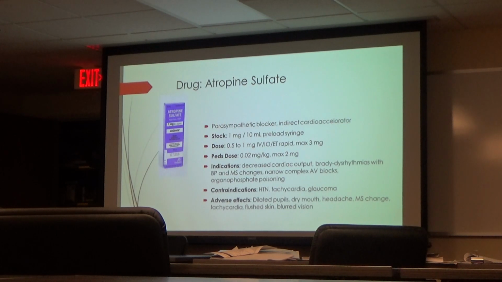But remember, if you push too much of it, you can actually cause paradoxical bradycardia, which can make it worse. Some of the things to think about when we're giving atropine. Atropine will dry everything out. It will dilate the pupils. It will cause flushing of the skin. People don't generally care for it all that much. They might end up with a headache and some blurred vision. So we don't want to give it to anybody who's tachycardic because that impulse is going through the AV node just fine.